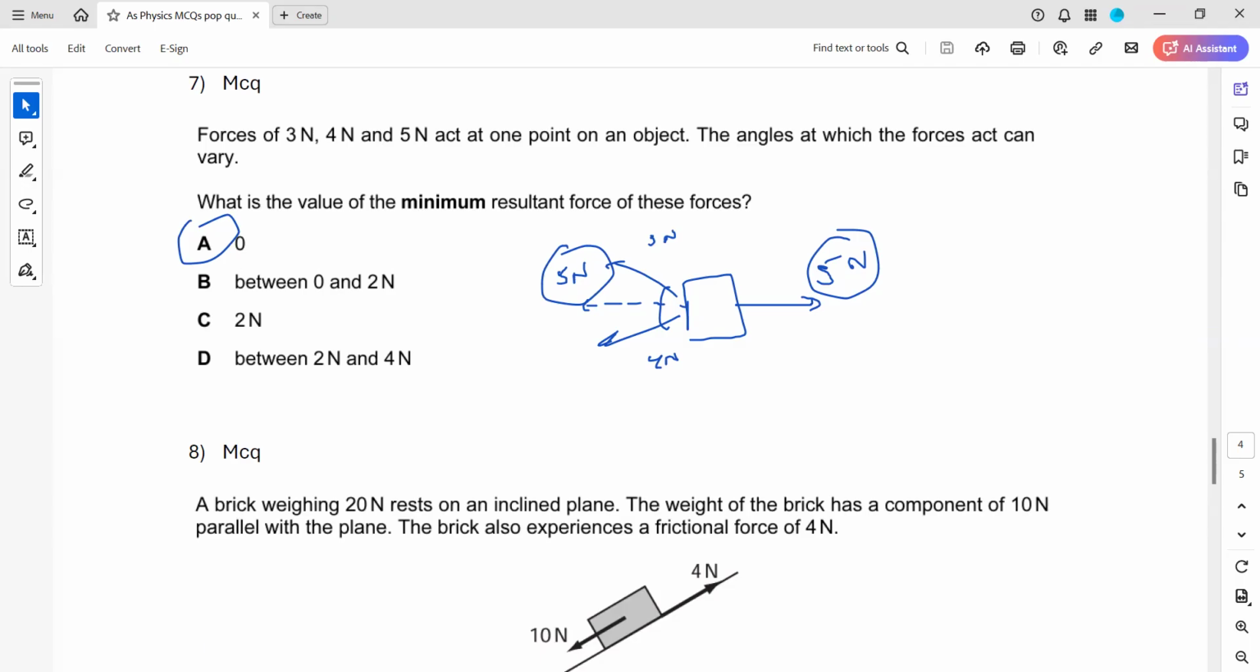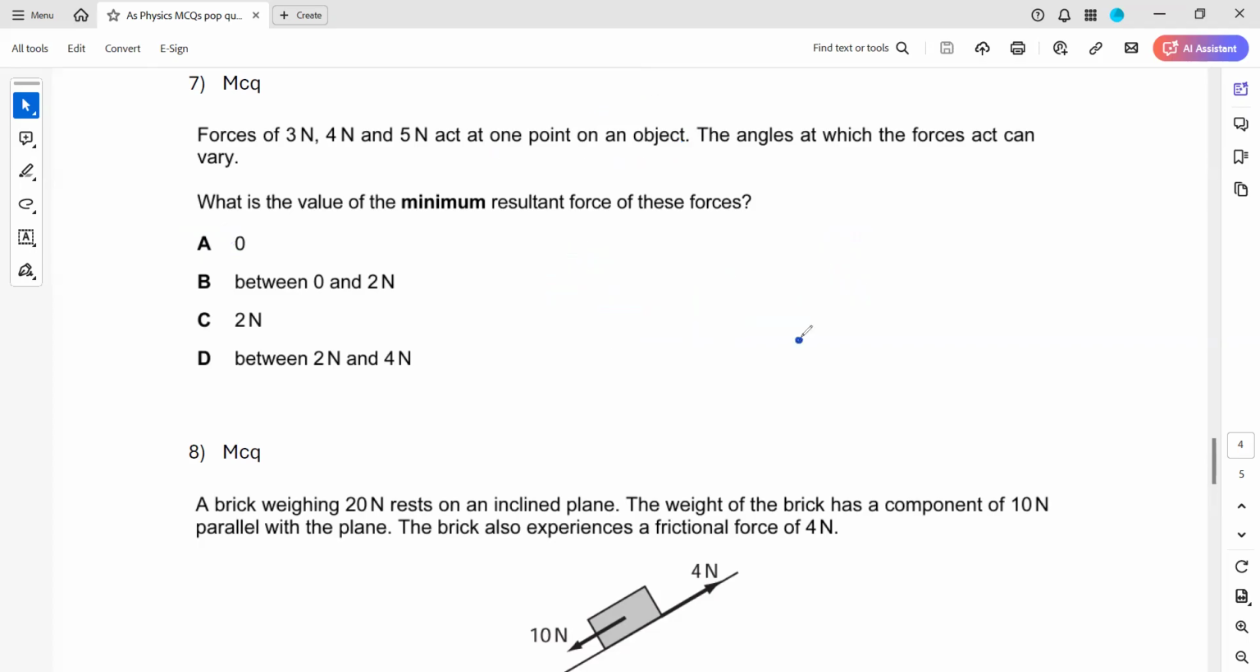They don't act at the same point. It acts at one point on the object. So if they're acting on one point of the object, like these are the forces, you have a 5 Newton there, you have a 3 Newton, and you have a 4 Newton. So what is the resultant here? The resultant is 0. It's written here, act at one point of the body.